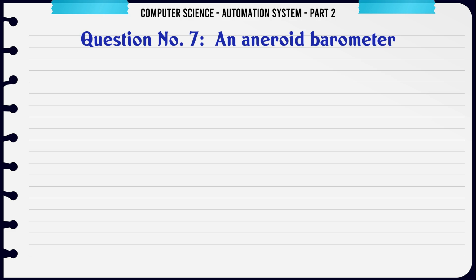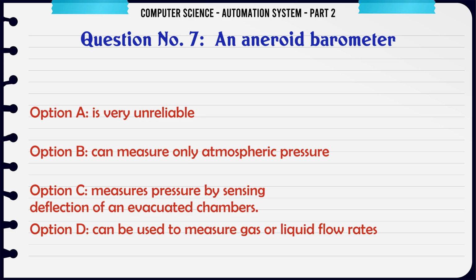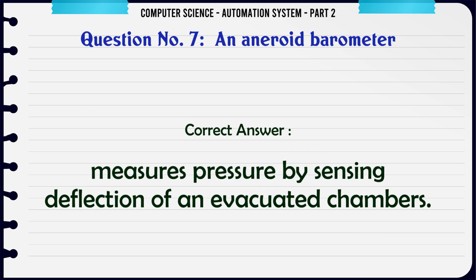An aneroid barometer. A. Is very unreliable. B. Can measure only atmospheric pressure. C. Measures pressure by sensing deflection of an evacuated chamber. D. Can be used to measure gas or liquid flow rates. The correct answer is measures pressure by sensing deflection of an evacuated chamber.